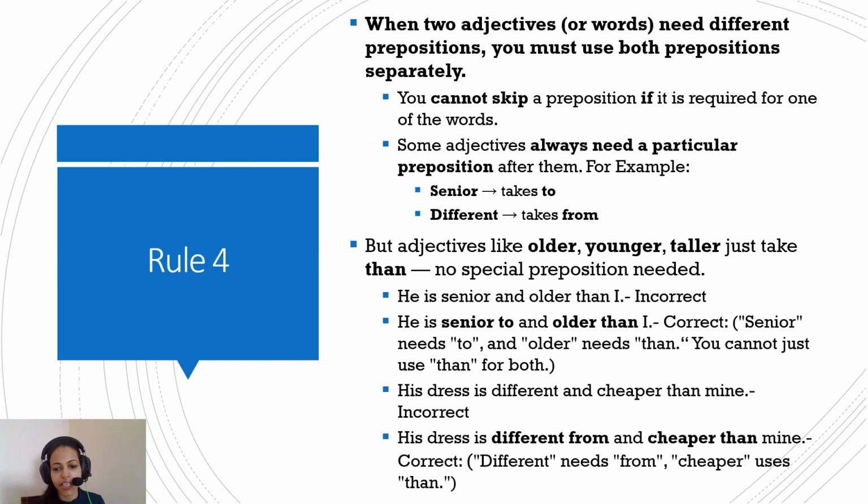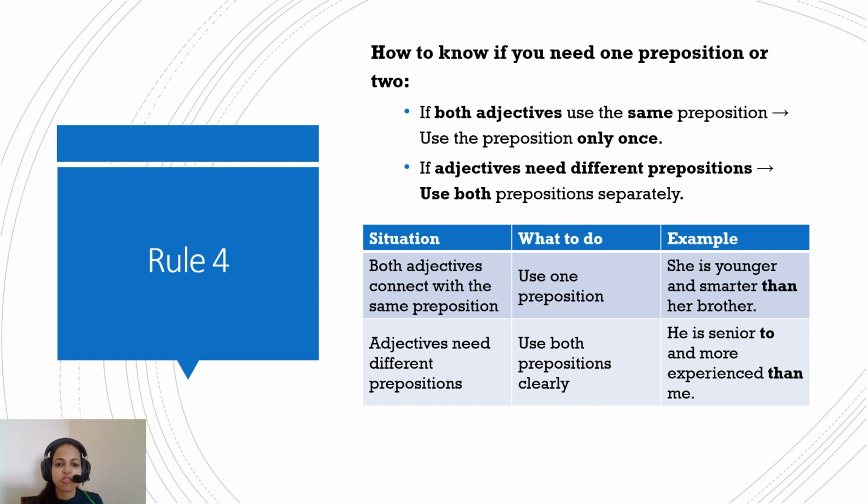Similarly, his dress is different and cheaper than mine. It would be wrong because different takes the preposition from, and cheaper takes the preposition than. So his dress is different from and cheaper than mine. That would be the correct way to go. Now, how do you know if you need one preposition or two?